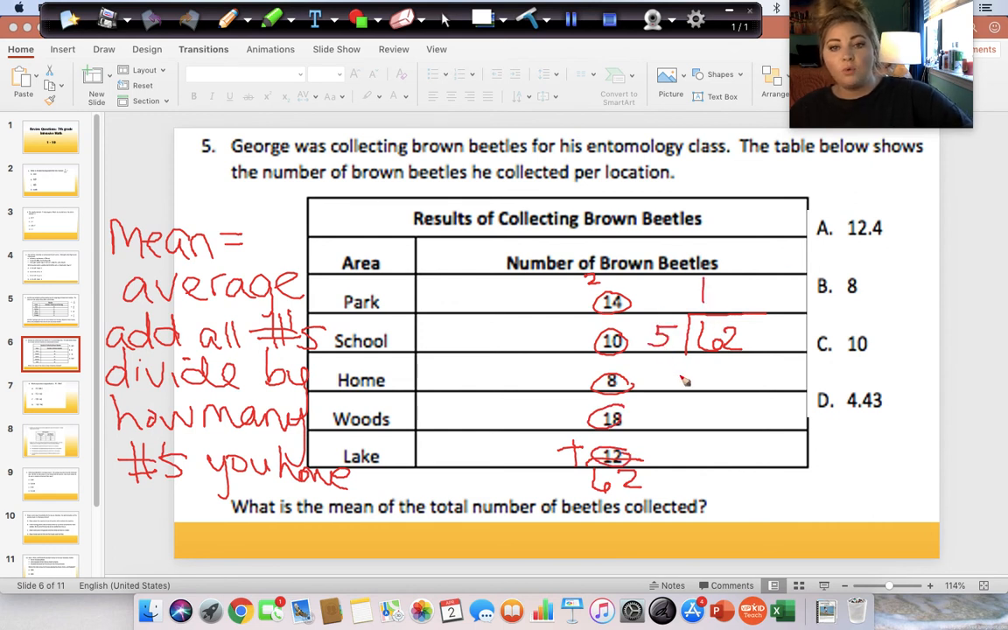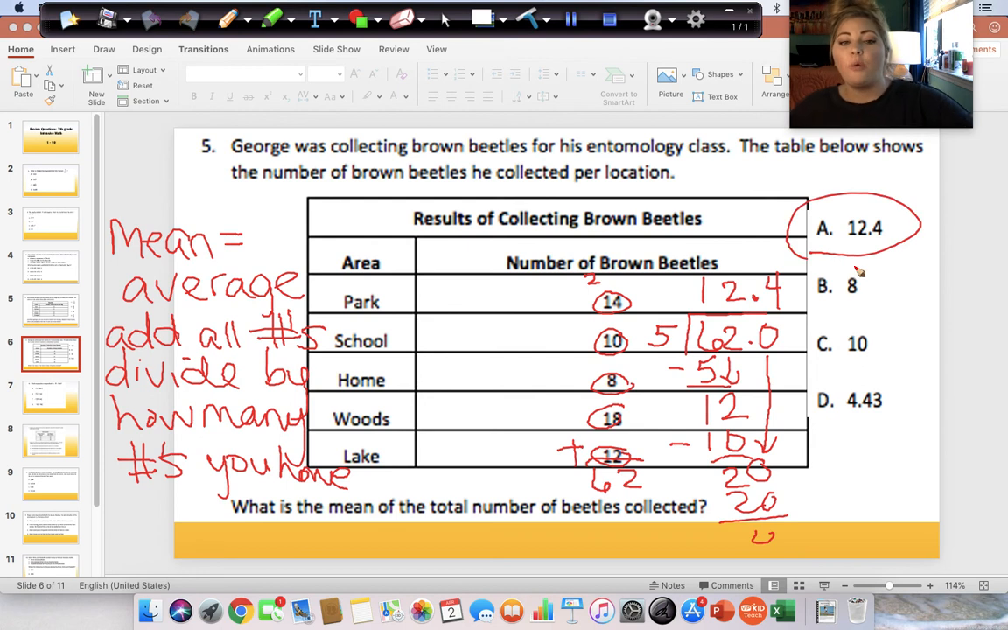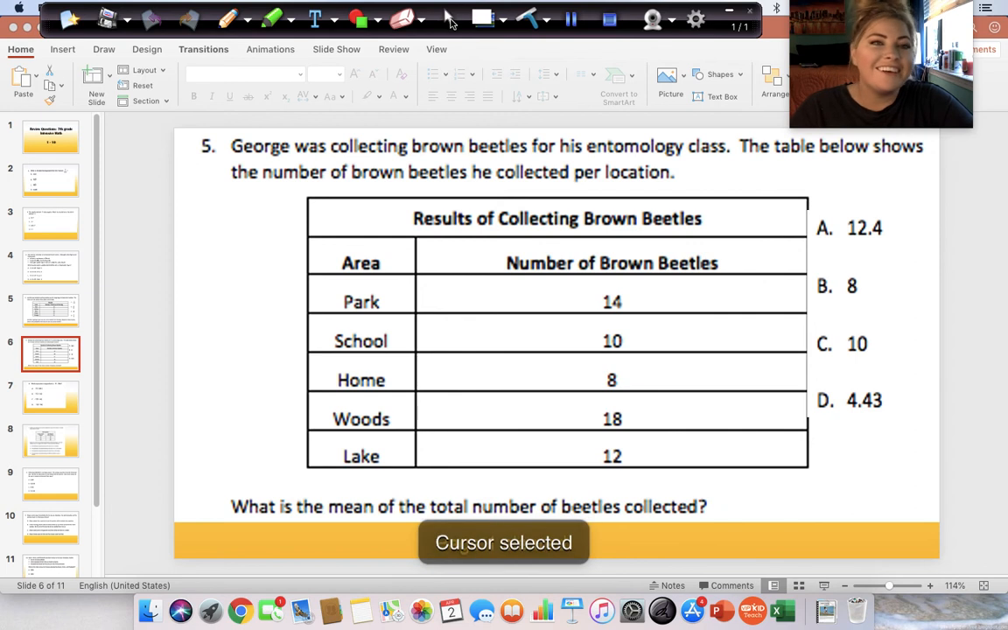5 goes into 6 once. 1 times 5 is 5. Subtract and we get 1. Bring down our 2. 5 goes into 12 2 times. 2 times 5 is 10. Subtract and we get 2. And then we can put a decimal, annex a 0, and bring that down. And 5 goes into 20 4 times. 4 times 5 is 20. Subtract and we get 0. So our answer is A, 12.4, or 12 4/10, if we are saying it correctly.